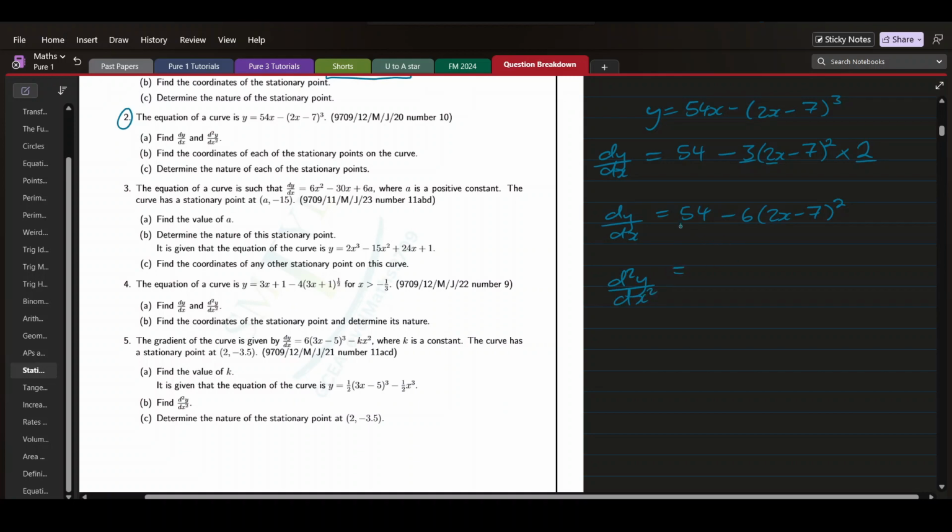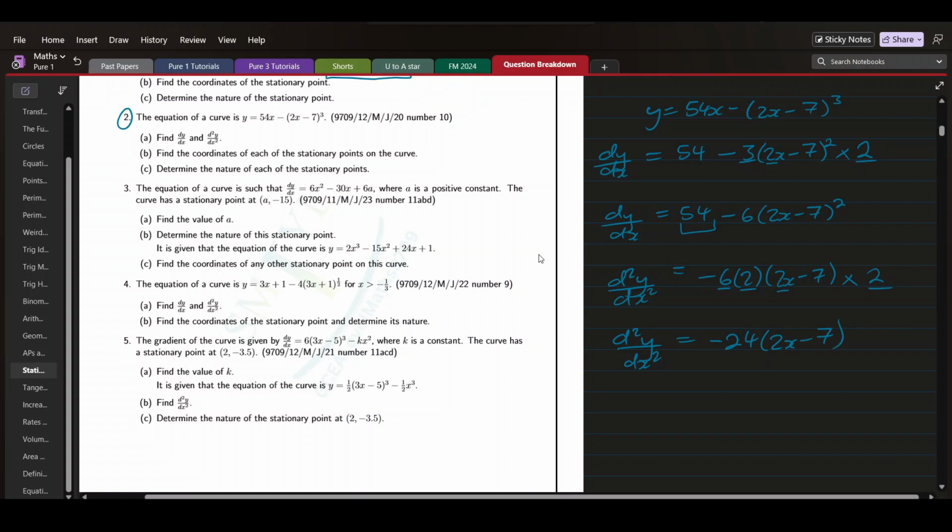So this constant would become 0. So we've got negative 6, bring down the power 2, times (2x minus 7). Our power becomes 1, and then multiplied by the inner derivative, which is 2. So d squared y over dx squared is equal to negative 6 times 2, which is negative 12, times 2, which is negative 24. So negative 24 times (2x minus 7).